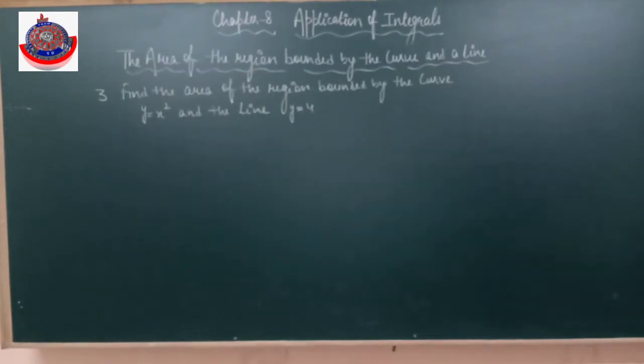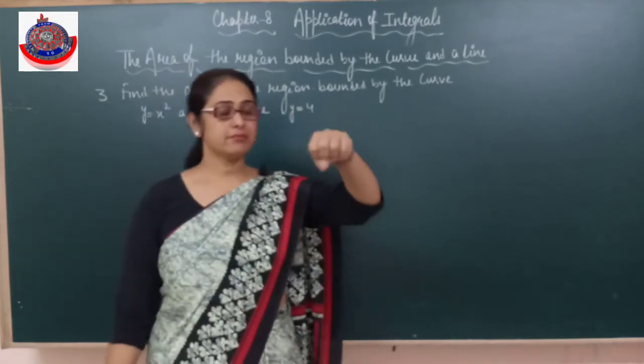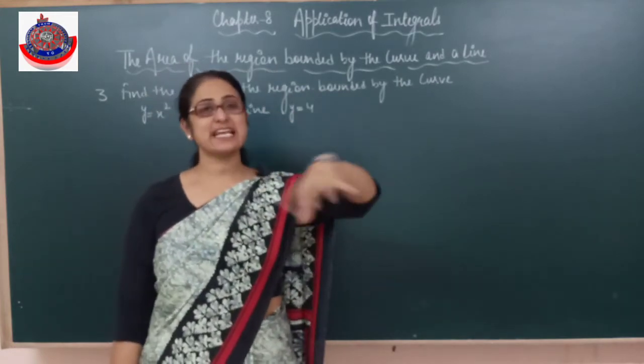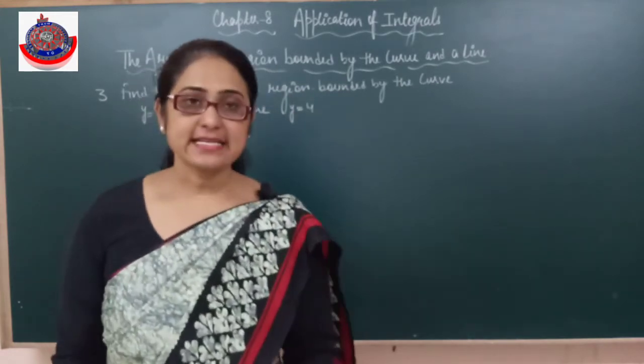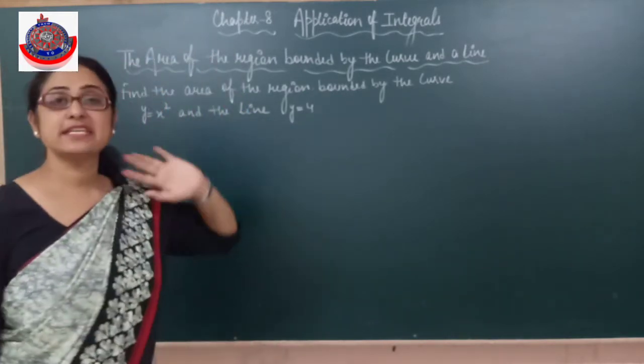Now look at the next topic. It is the area of the region bounded by the curve and a line. What two examples did we do? That was the area bounded by the curve itself, with x-axis and y-axis. X-axis, y-axis will come anyway. Now one curve is given and one line is given to you.